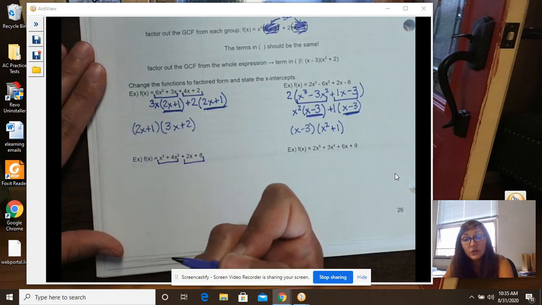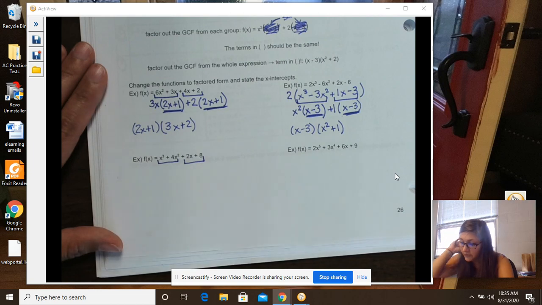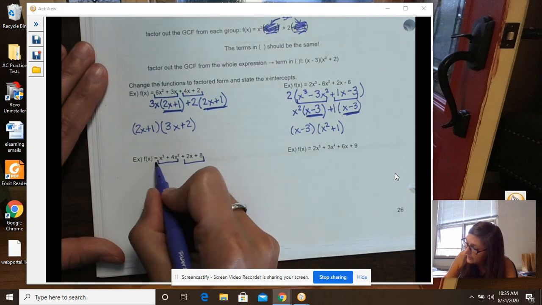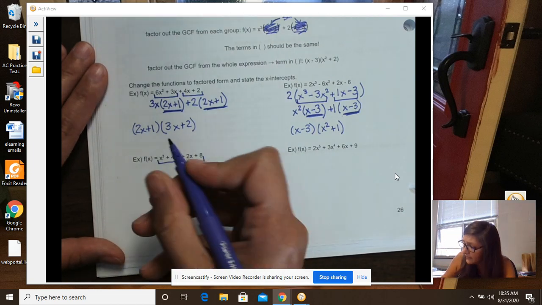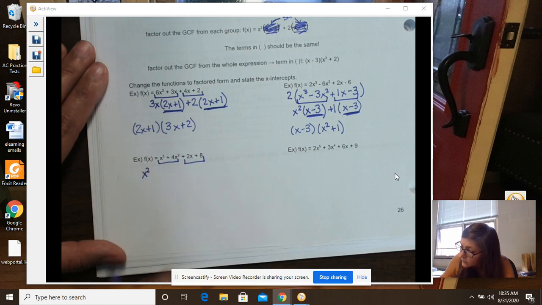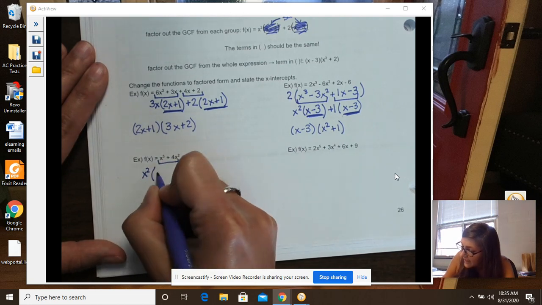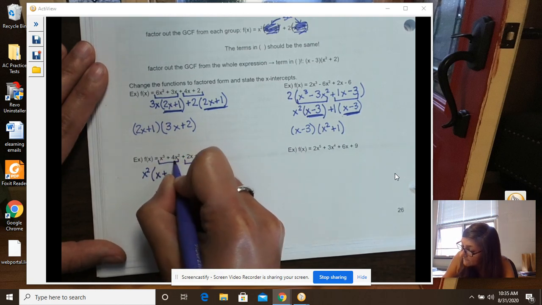Okay. And then look for your GCF for each group. So for this first group, we can factor out an x squared. They have that in common, so we'll pull that out. That would leave me with x plus 4.